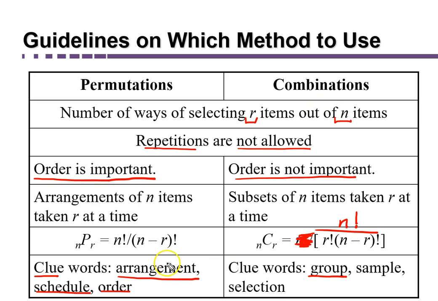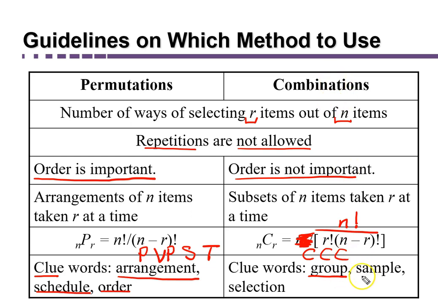So, for instance, if you had a president, vice president, secretary, treasurer that you were going to elect in this order, that would be a permutation. But if you were at a club and you were just going to elect committee members, here's a committee member, here's a committee member, here's a committee member, it doesn't make any difference. Order would not be important there. That would be a combination.